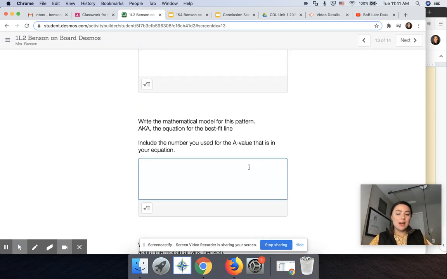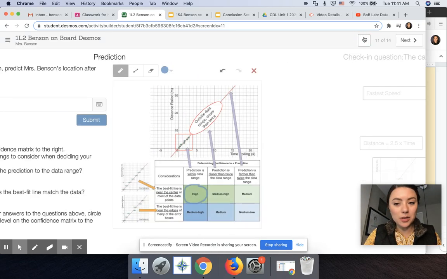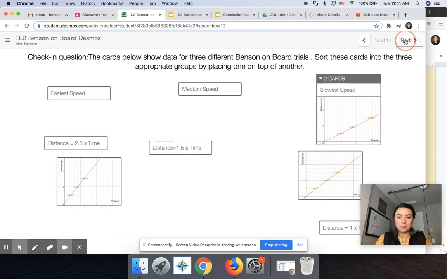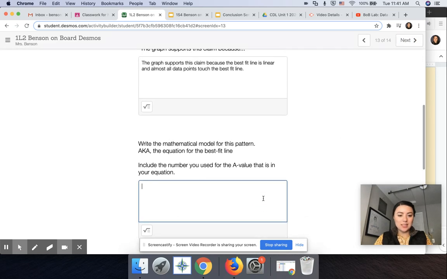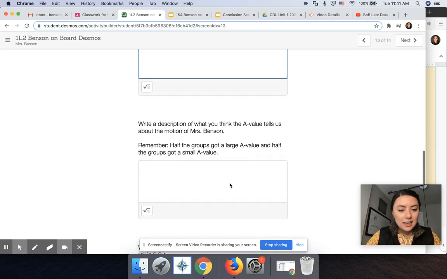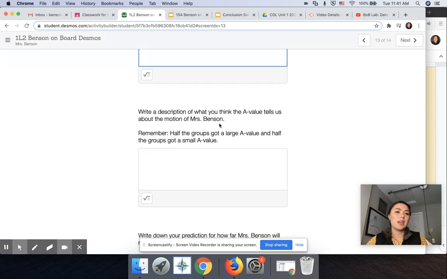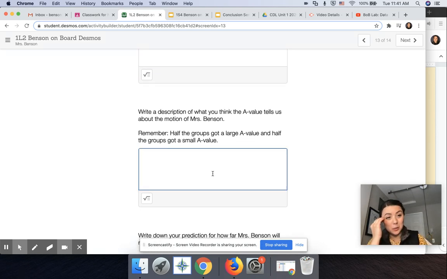All right, our mathematical model for this pattern, if we go back to our graph, here we go, D equals 1.33 T. Go down, D equals 1.33 T. And then write a description of what you think the A value tells us about Mrs. Benson's motion. I am going to let you answer this one because I want to see what you have to say, but I'll start you off with a sentence frame. I think the A value tells us that, and you can answer.